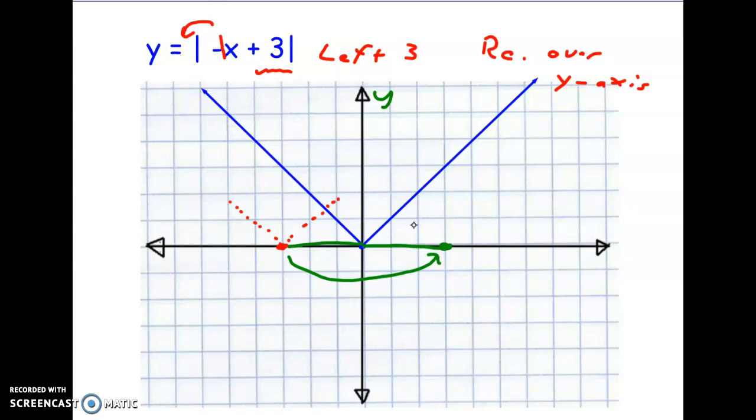All right, so I'm just going to draw my 1 slope v, because the basic slope is 1, right? So my final answer is that black graph that you see there.